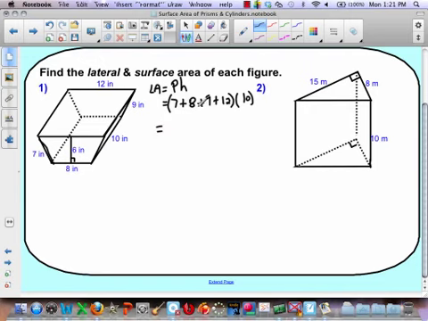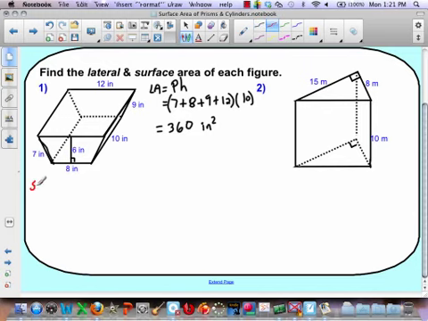Let's add it up. Should get 360. Just add it up. Oh, so 30. You should have 36 times 10, which then gives us 360. So therefore, our total area for a lateral area is 360 inches squared.